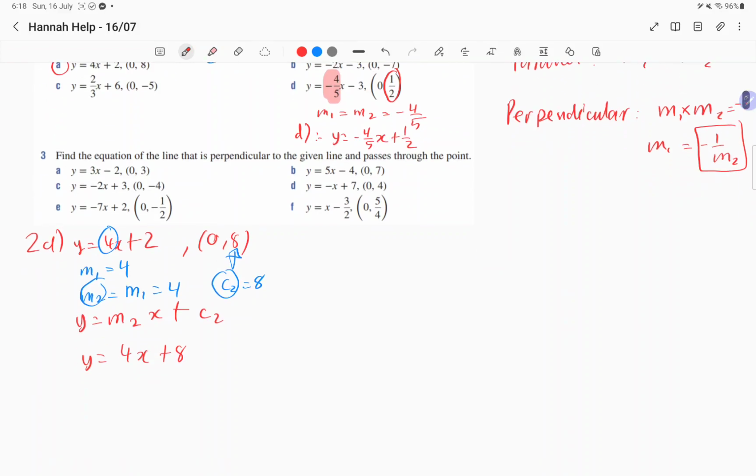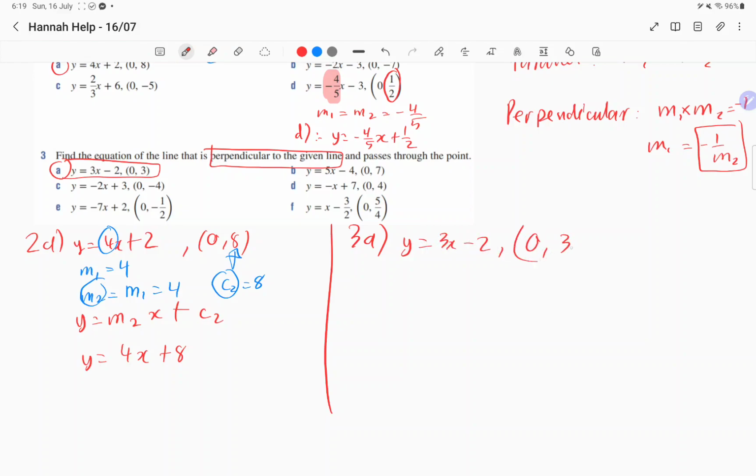Now for question 3, like question 3a, we need a new line that's perpendicular to the given line, y equals 3x minus 2. This is the original line, and (0, 3) is the point. So the gradient of this one is 3, and the point is (0, 3). So we know that the c2 value, the y-intercept of the line we're looking for, is equal to 3.